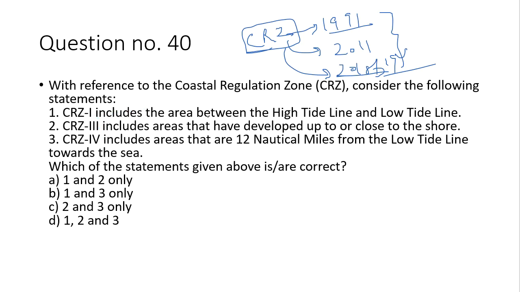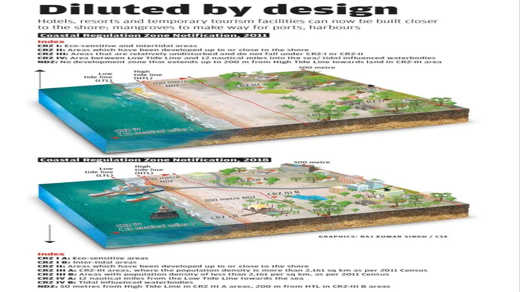CRZ 1 includes the area between the high tide line, HTL, and the low tide line. Yes, this statement is correct. CRZ 3 includes the areas that have developed up to or close to the shore. In the CRZ notification, this definition is for CRZ 2, the areas which have developed close to the shoreline. And CRZ 4 includes the areas up to 12 nautical miles from the low tide line, LTL, towards the sea. This statement is also correct. So 1 and 3 is the correct option. Let me show the map of this particular question here.